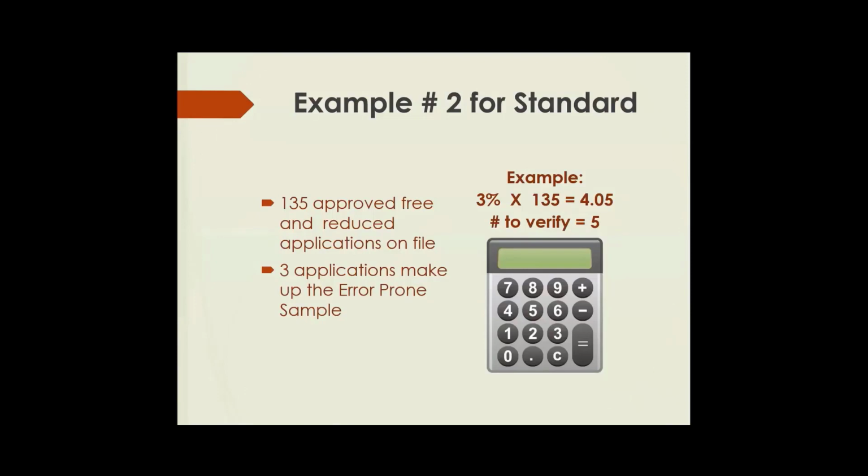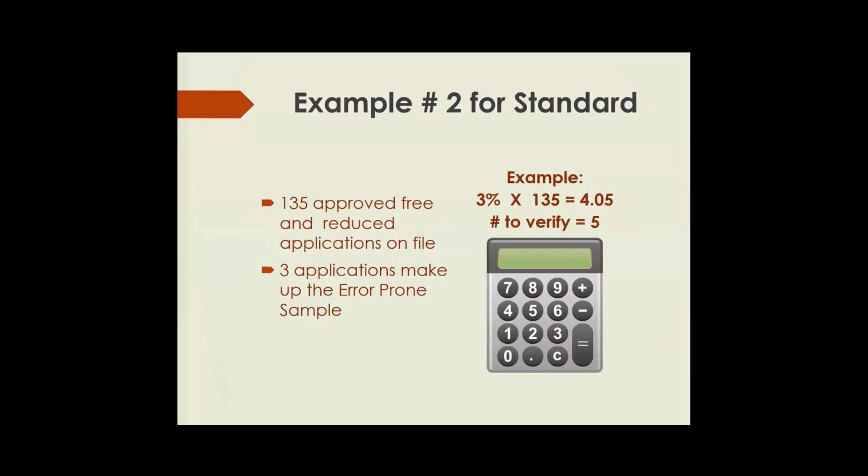Here's a second example. Let's change the number to, we have 135 applications approved on file as of October the 2nd. 3% of 135 would be 4.05. So the number to verify, we do round up, and the number to verify is 5 applications. Let's say that 3 applications make up the error-prone sample because they fall within $100 of the monthly guidelines. So you take those 3 error-prone applications and then you randomly select 2 more applications from the other applications on file. This is known as completing the sample size.